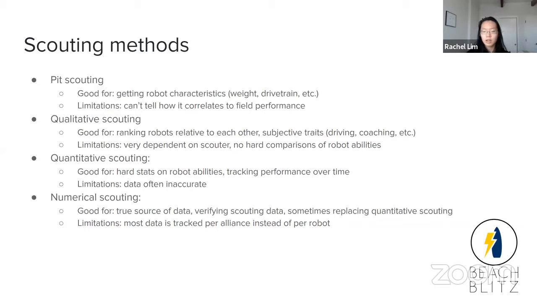The big limitation here is that a lot of the data is tracked per alliance instead of per robot, just due to how FRC matches work. And so I'll be spending most of the rest of this workshop talking about how we can use this alliance-tracked data to estimate individual teams' contributions.